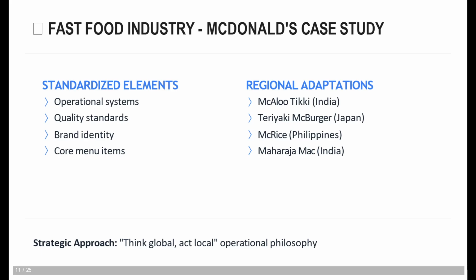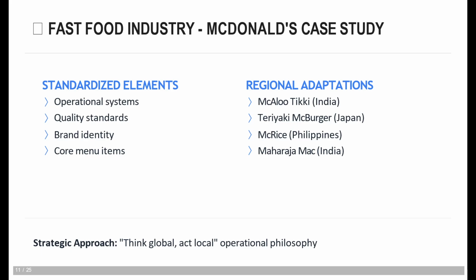We have here the fast food industry, McDonald's case study. McDonald's is a textbook example of localization. Standardized elements here include the operational system, the quality standards, and the core menu items like the Big Mac, which are consistent worldwide. The brand identity and customer experience are carefully managed. Then there are the regional adaptations. Menu items are tailored to local tastes. Like the McAloo Tikki in India, a potato patty for vegetarians. And in Japan, there's a teriyaki Mac burger.